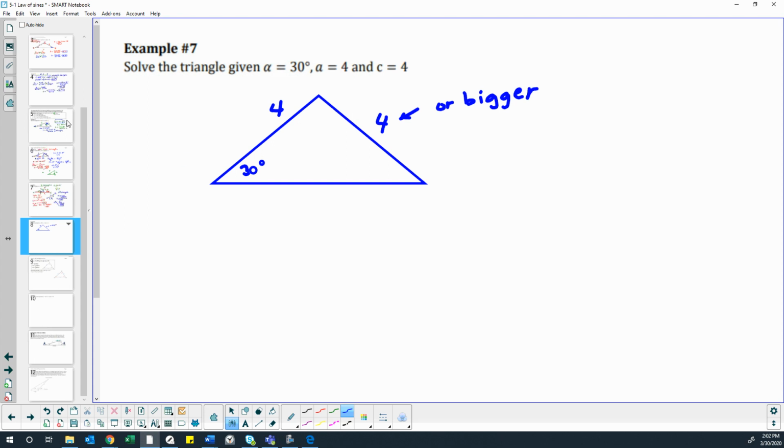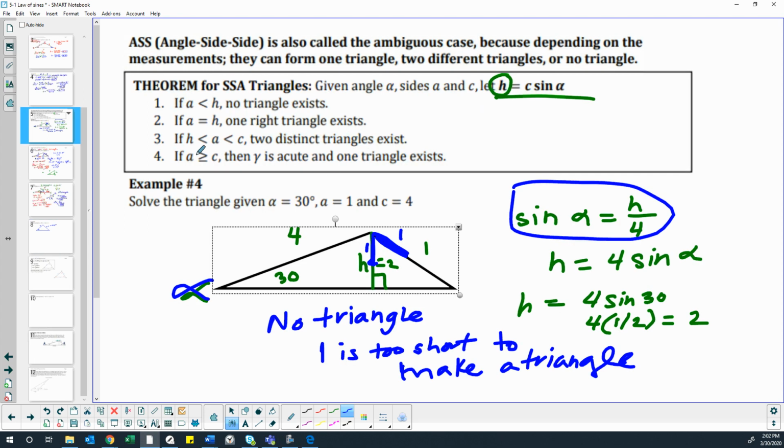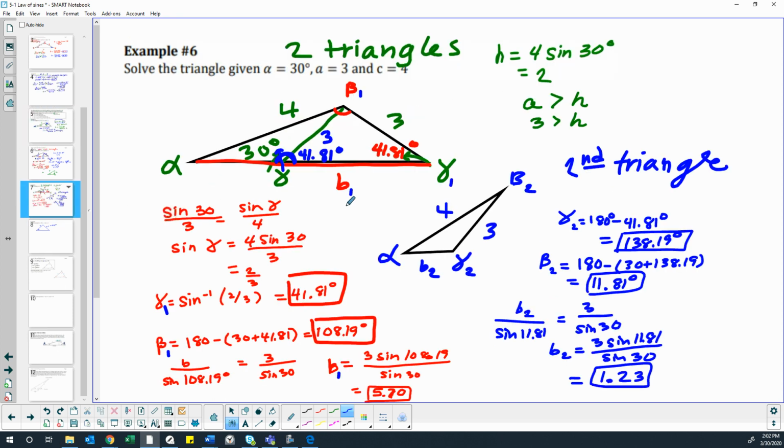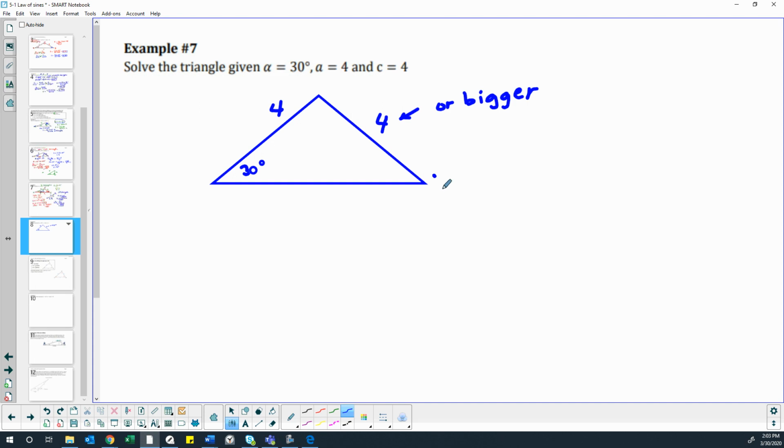So this is our last little rule right here, where if A is greater than or equal to C, then gamma is acute and only one triangle will exist. So I realized when we did this problem, we had an acute gamma, but we also have an obtuse gamma. So we have one that's obtuse and one that's acute. The first one we found was acute. But in this situation, gamma is always going to be acute in this angle right here.